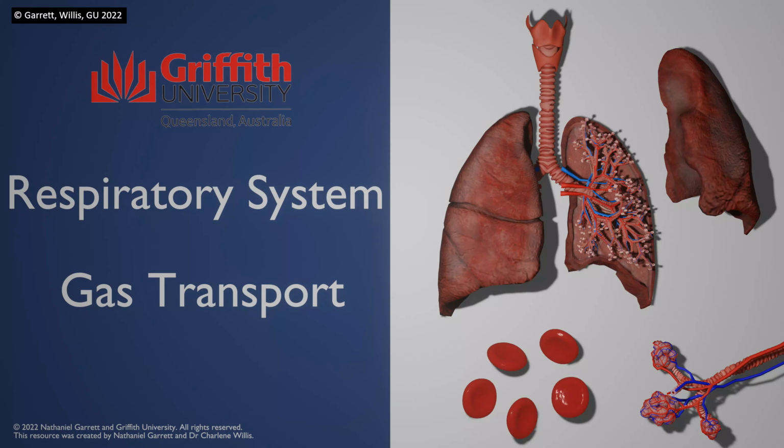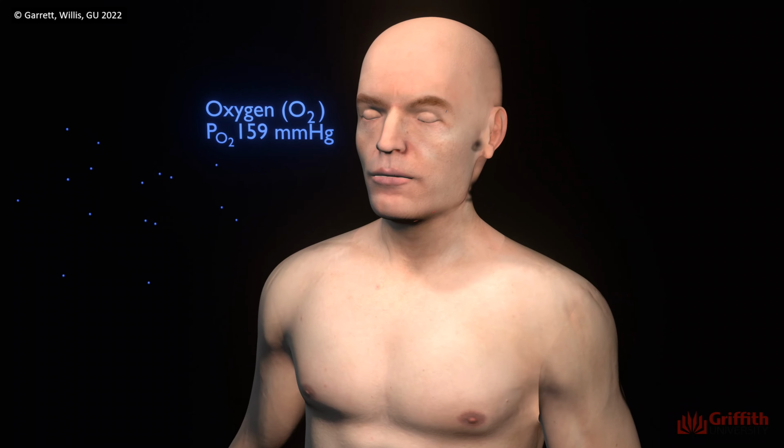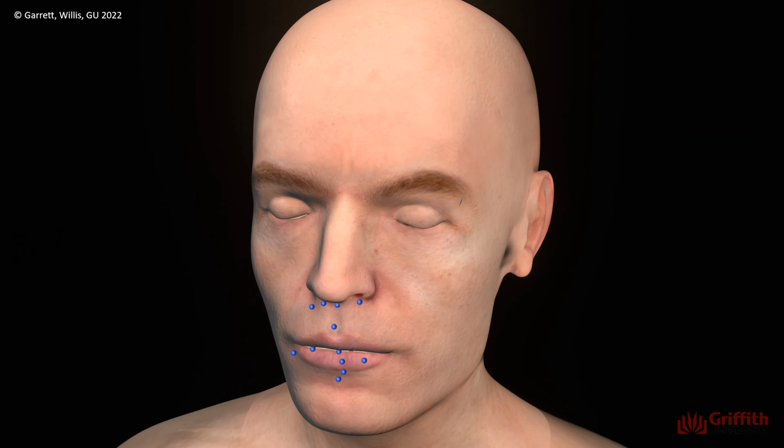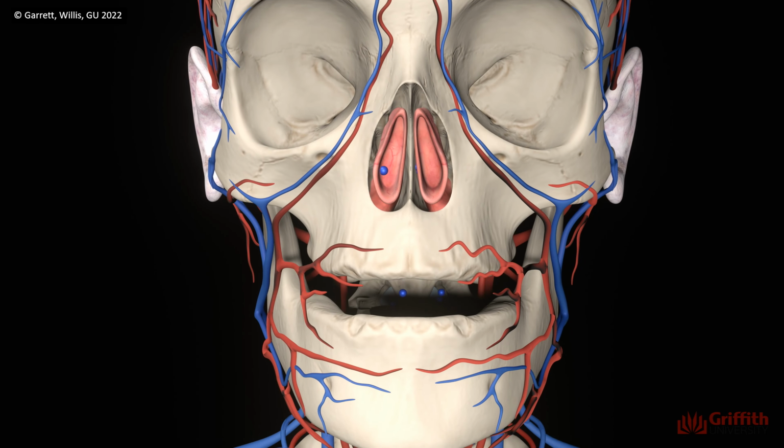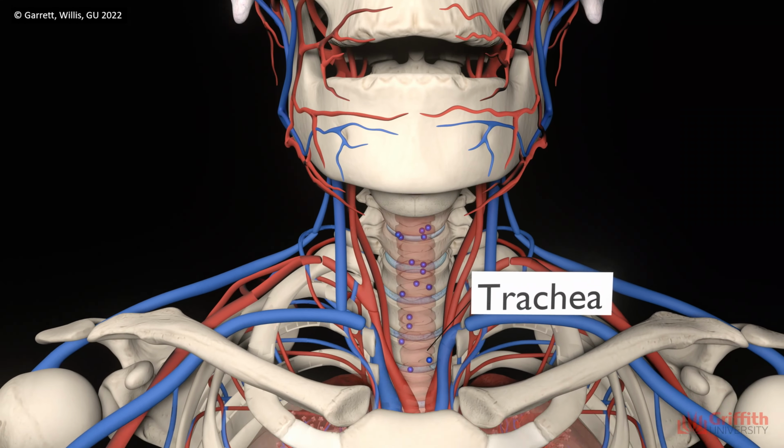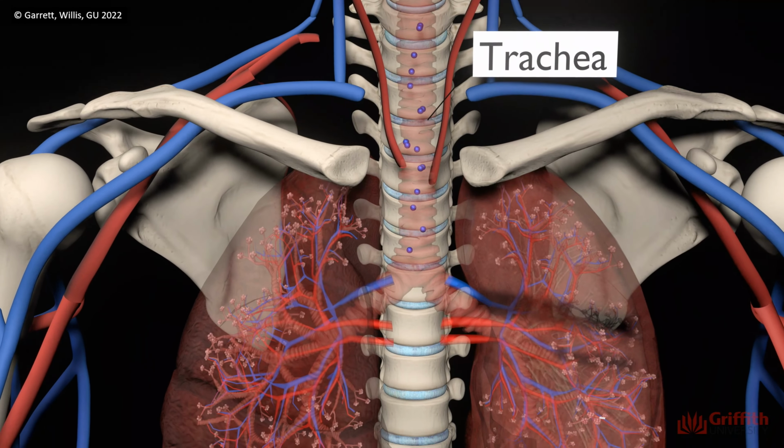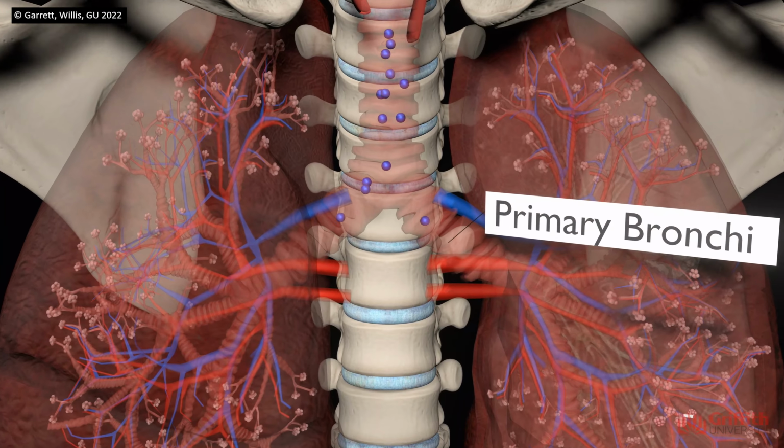The major function of the respiratory system is to supply the body with oxygen and dispose of carbon dioxide. At sea level, the air consists of approximately 21% oxygen, which has a partial pressure of 159 millimeters of mercury. Air is taken in through the nasal cavity and/or the mouth and travels down the pharynx, the larynx, and into the trachea. At the mid-thorax, the trachea divides into two main bronchi.